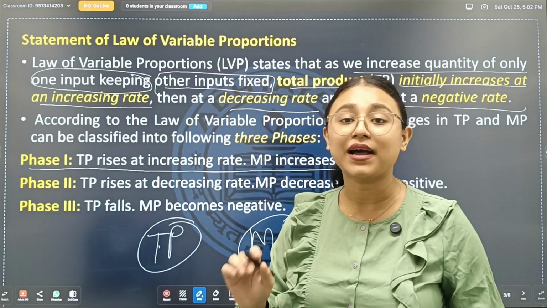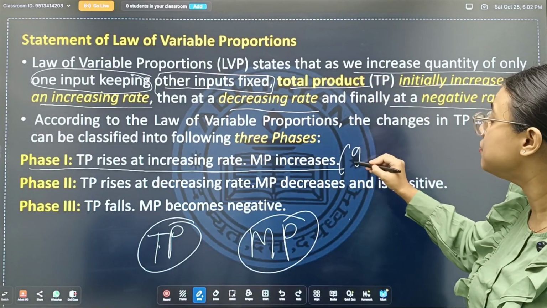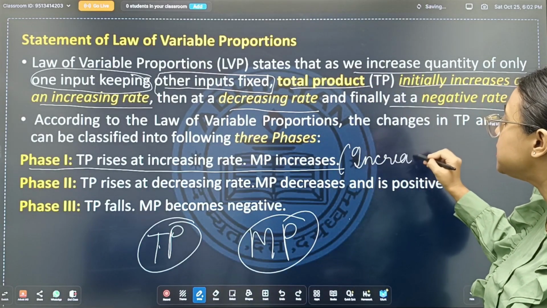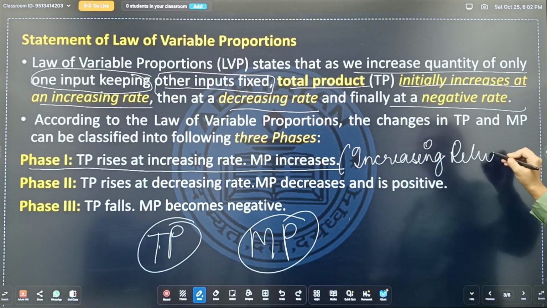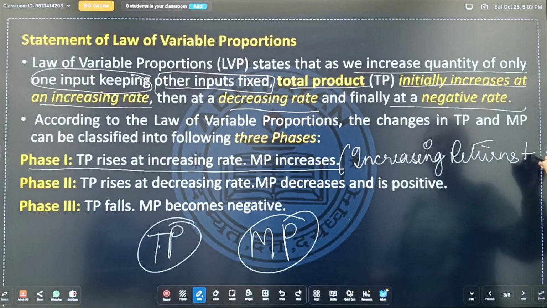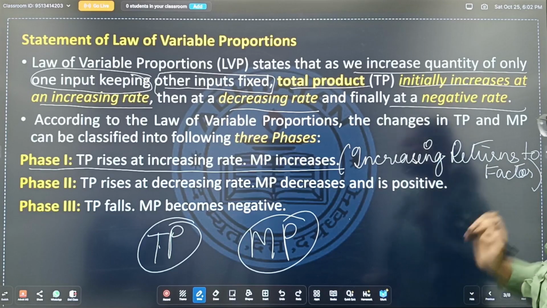And this phase 1 is also known by another name, it is the increasing returns to factor. It is also referred to as increasing returns to factor. Fine.